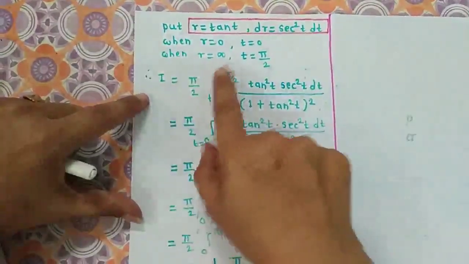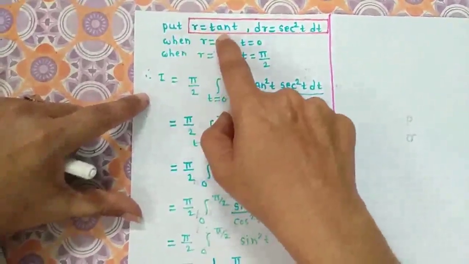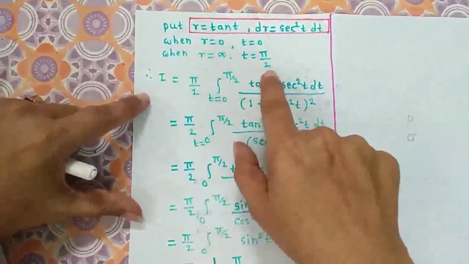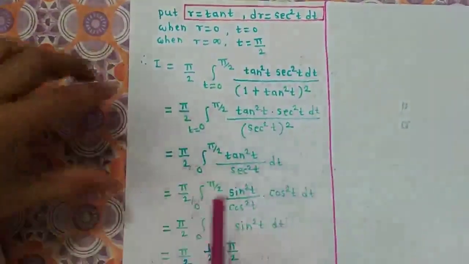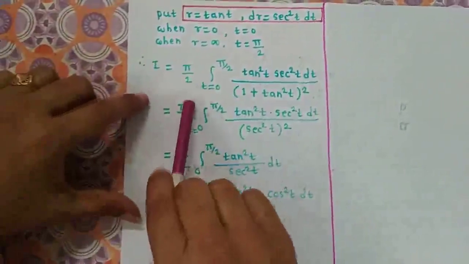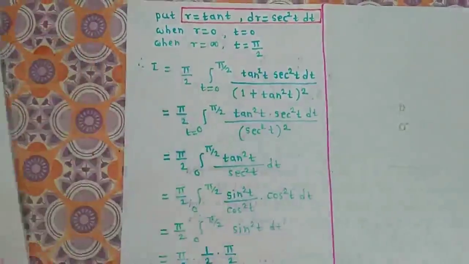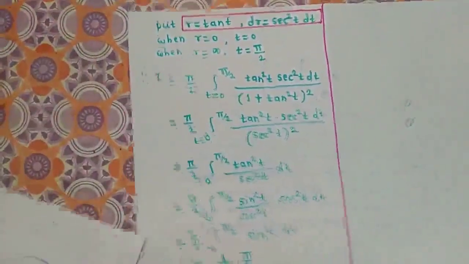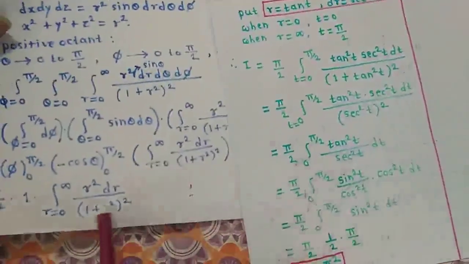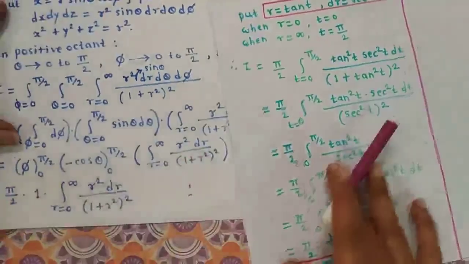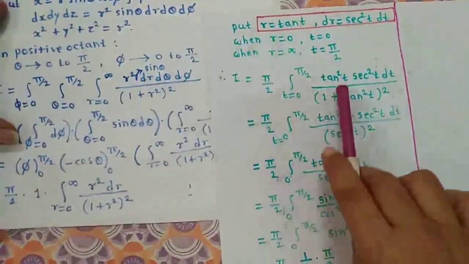When r equals 0, t equals 0. When r equals infinity, tan t equals infinity, and this is possible if and only if t equals pi by 2. And hence our integration I takes the form: this pi by 2 as it is. Then the new limits are from 0 to pi by 2. Then in the numerator, here we have r square dr. So the value of r square becomes tan square t.